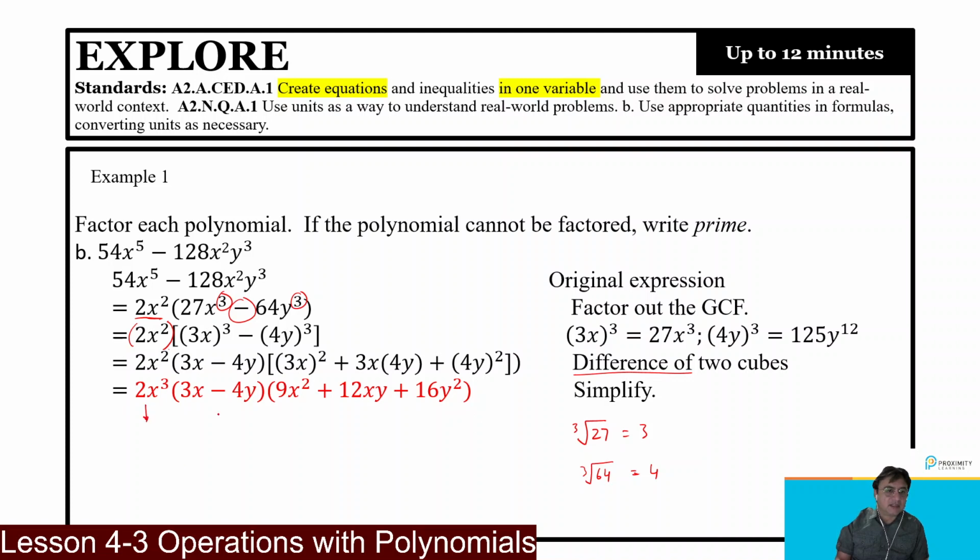Now each one of these factors, not terms, but factors, from here all the way to here, would have to equal 0. Either one of these could be 0 and we'll be able to solve it. But we're not solving it right now, we're just doing the practice of factoring it.